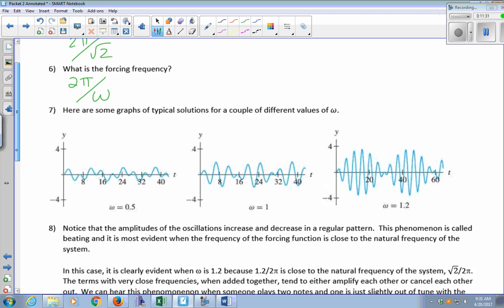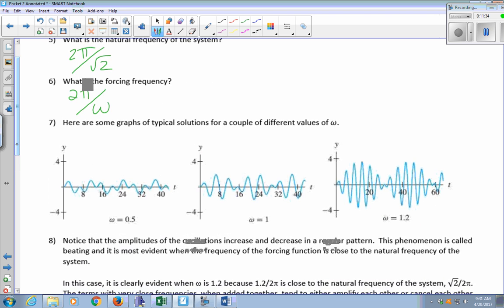So here are some graphs of typical solutions for a couple different values of omega. If omega is a half, you get this weird periodic thing. And then when omega is 1, you get a similar thing, just the amplitudes get larger. And when omega is 1.2, you get this phenomenon, which is called beating, where the amplitudes get big and small and big and small. When omega equals root 2, you get a totally different response. 1.2 is very close to 2 pi over root 2.